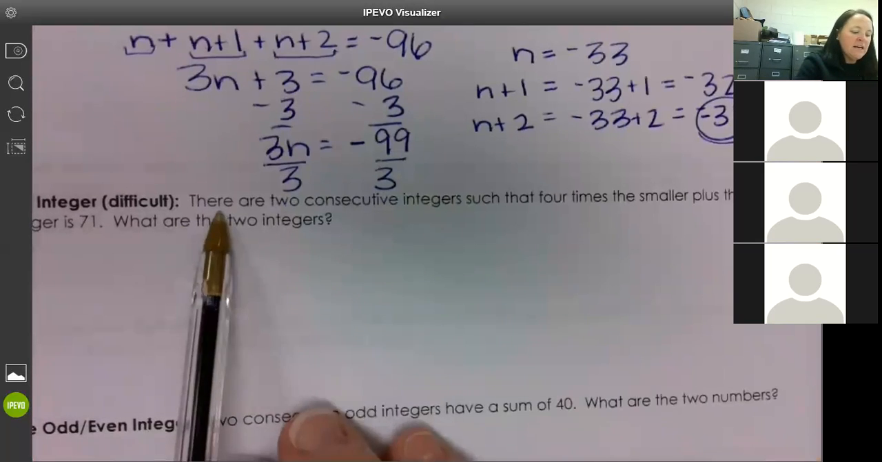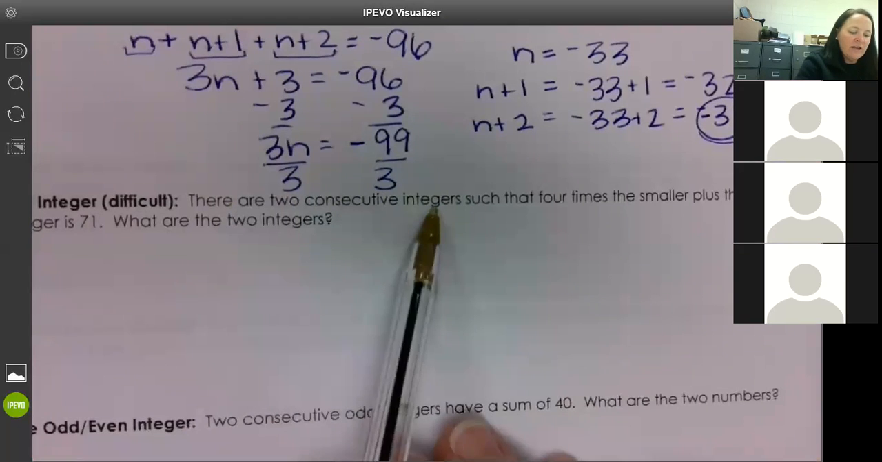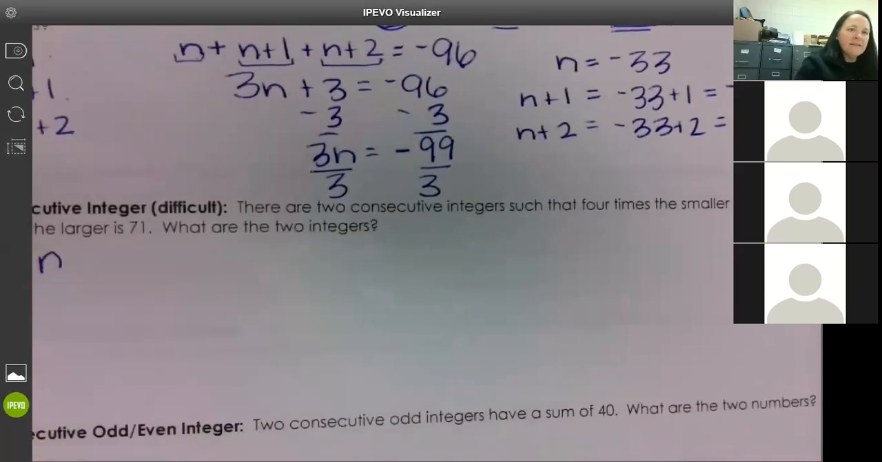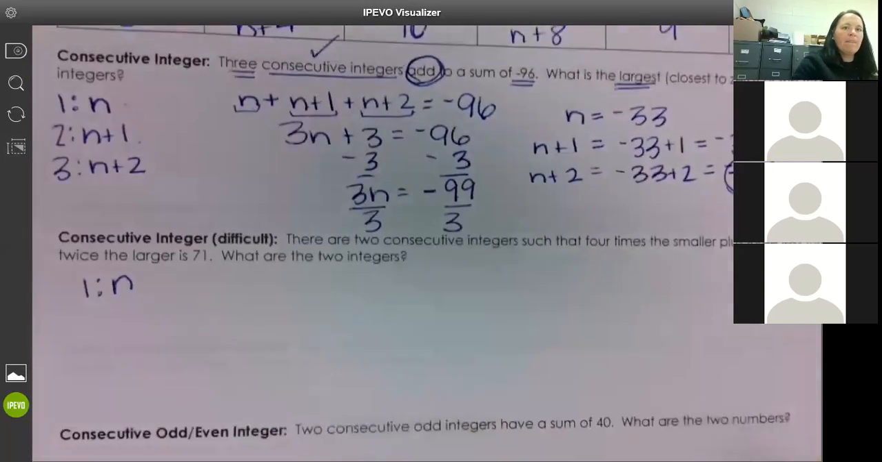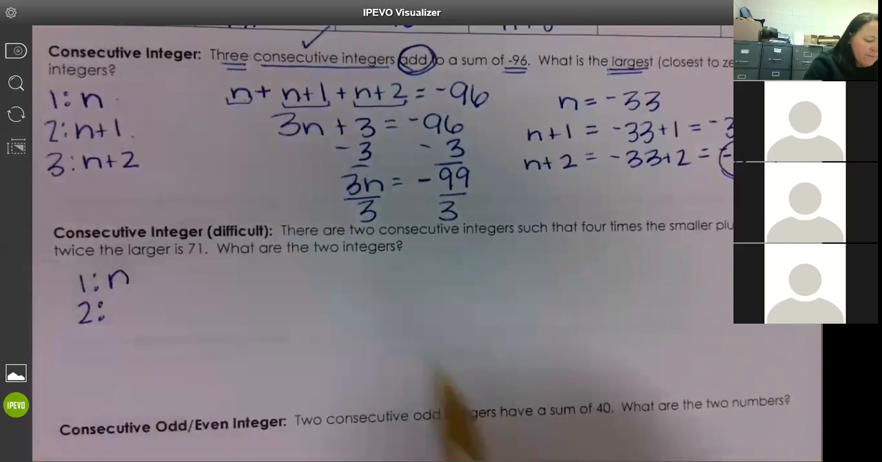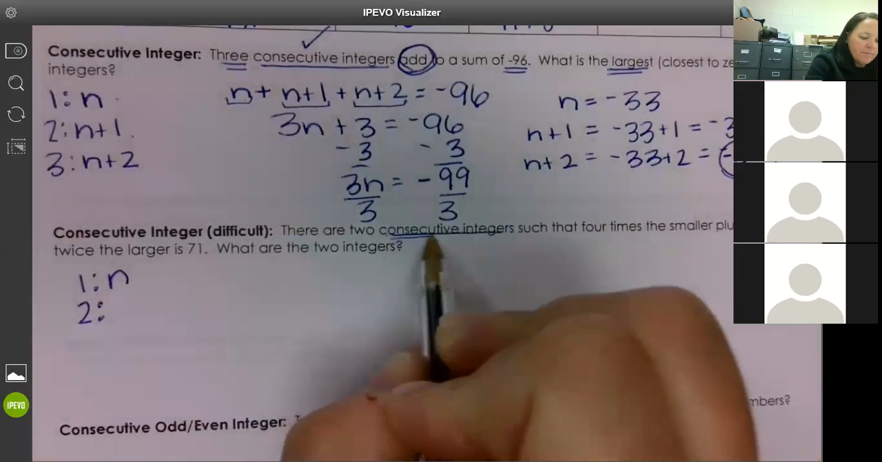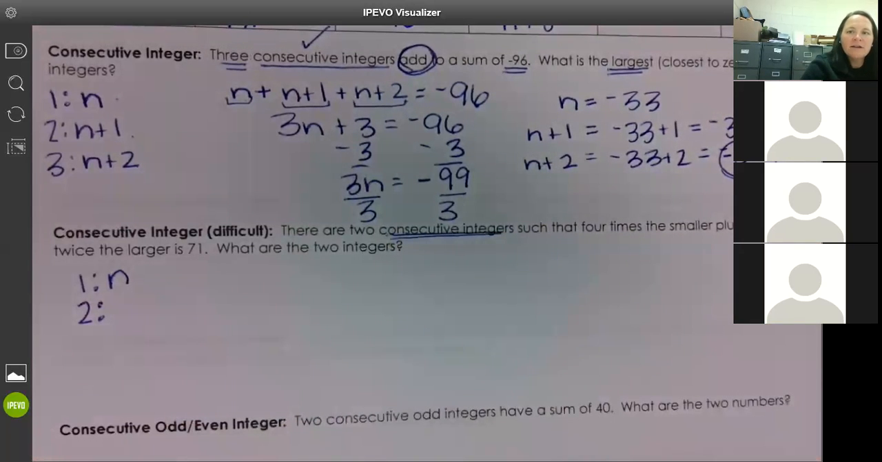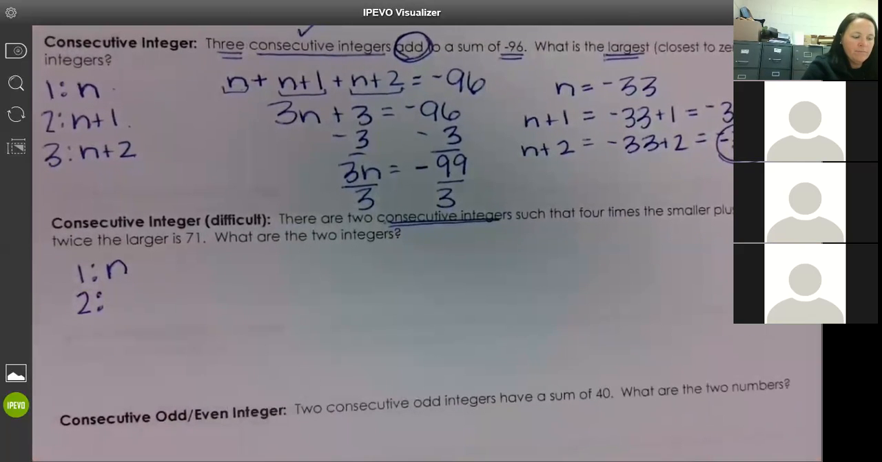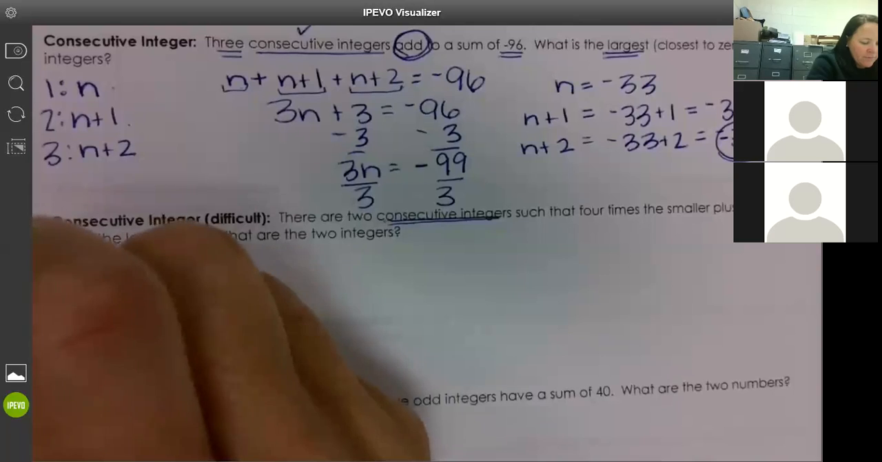Okay. This time there are 2 consecutive integers. That means one of them is n. What would the second one be if it says just consecutive? Just consecutive. Not consecutive even, not consecutive odd, just consecutive. What do I do for the second one? n plus 1. Perfect. Thank you.